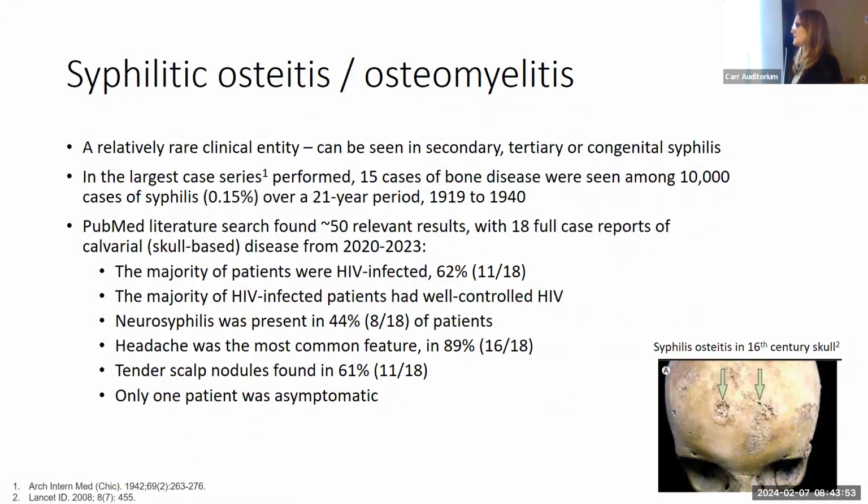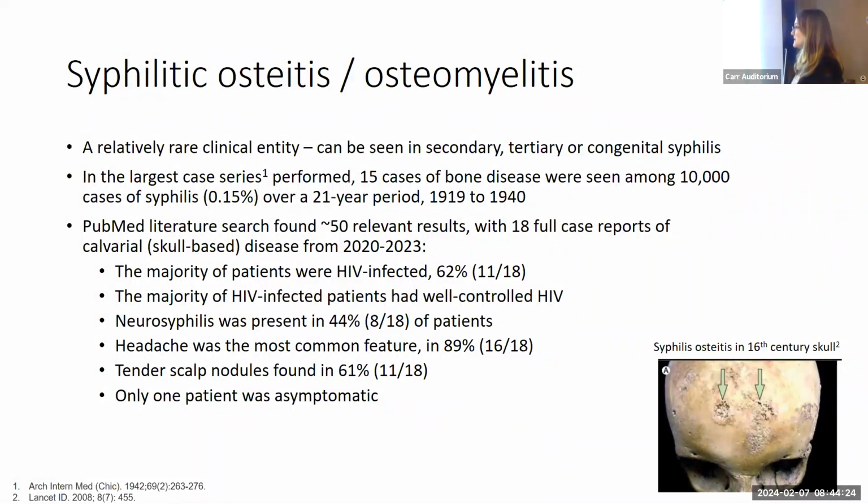The largest case series that our resident working with us found was actually performed a long time ago. So in the 1940s at Johns Hopkins, they examined 10,000 cases of syphilis to characterize the various manifestations. And of those 10,000 cases, they only found 15 cases of bone disease over a 21-year period. However, this was done in the 40s. I don't know that they were using CT scans and MRIs back then.